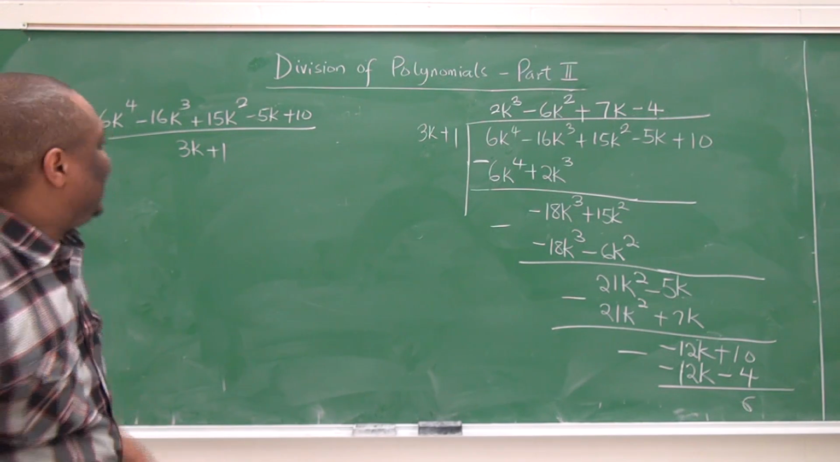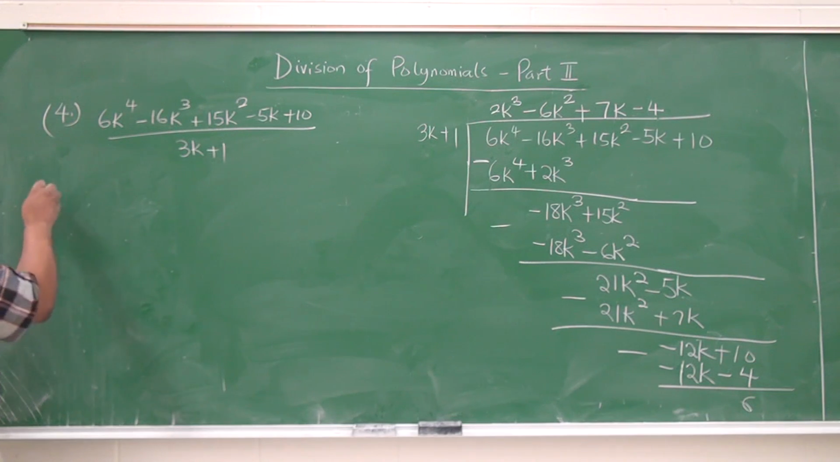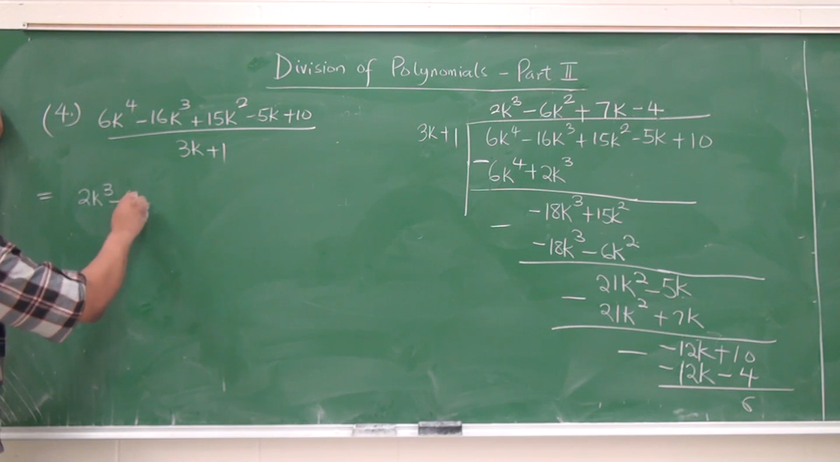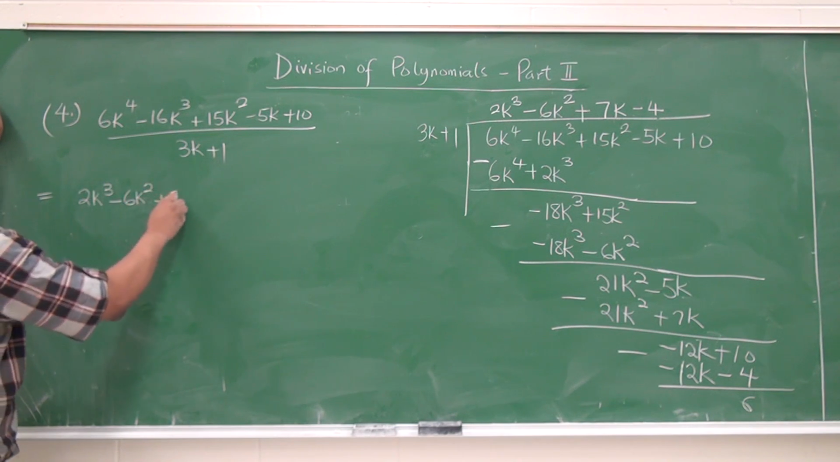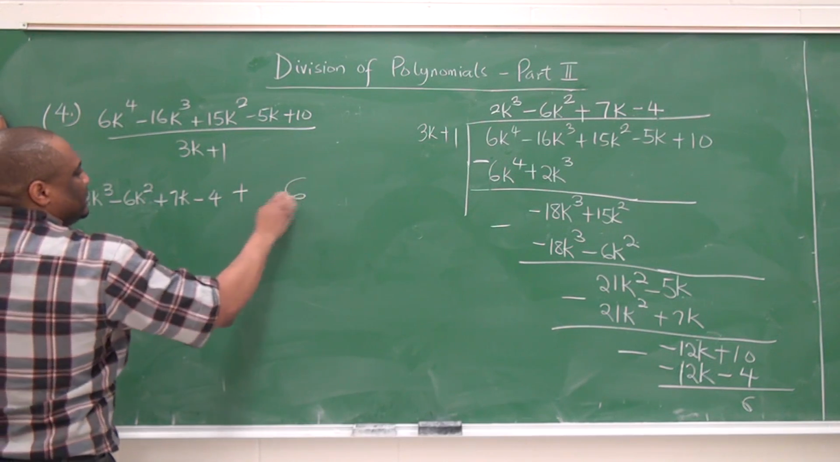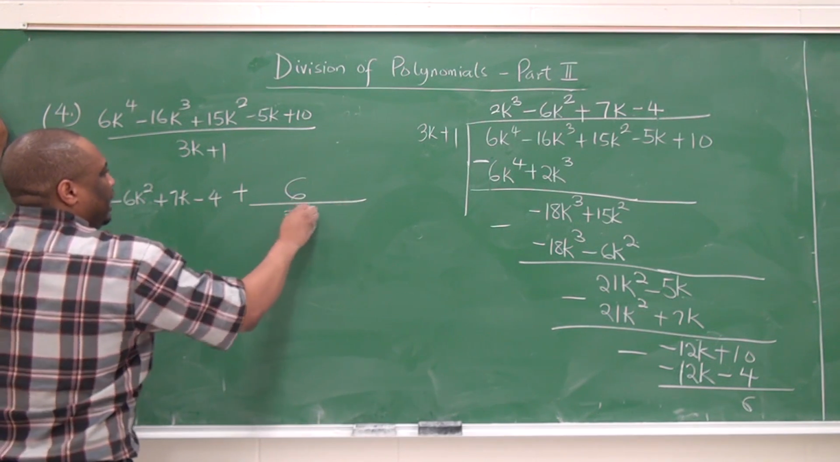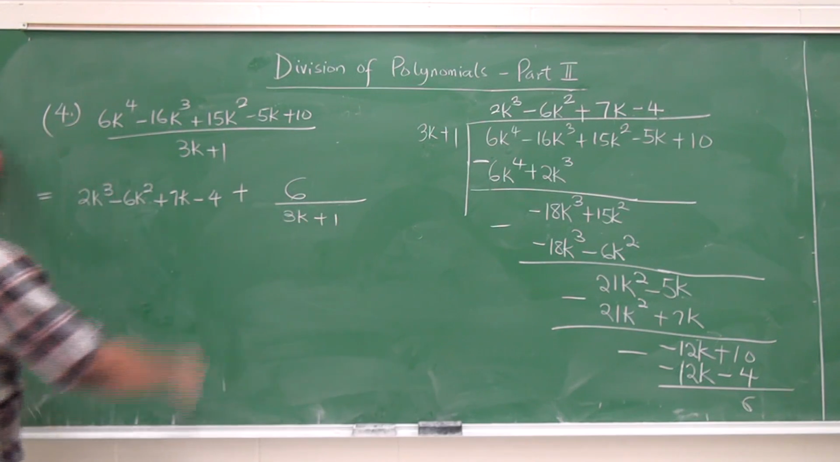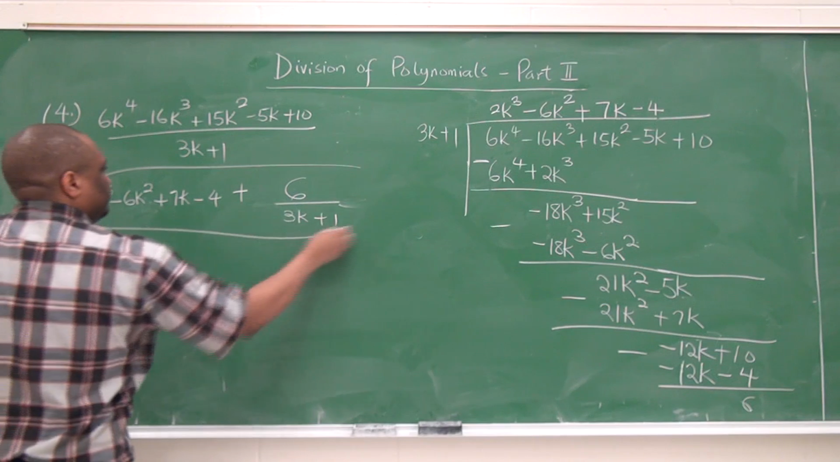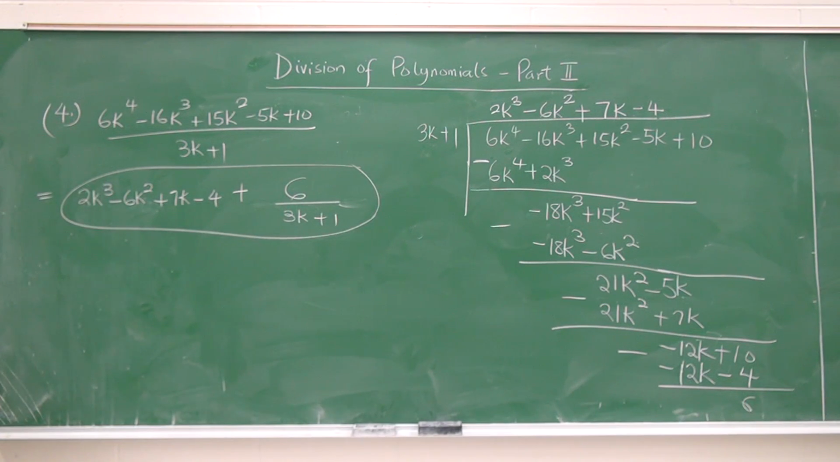What do we do next? Let's write it out. The answer will be equal to 2k cubed minus 6k squared plus 7k minus 4 plus 6 all over 3k plus 1. And this becomes your answer. Do we stop here? No. We don't stop here. We do what?